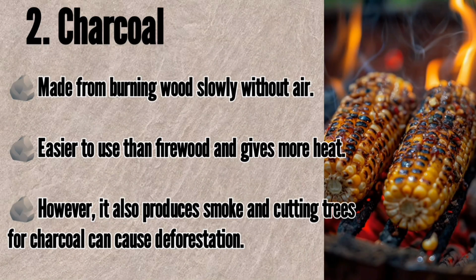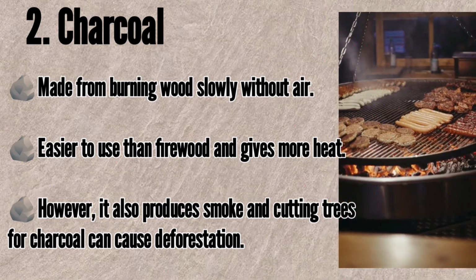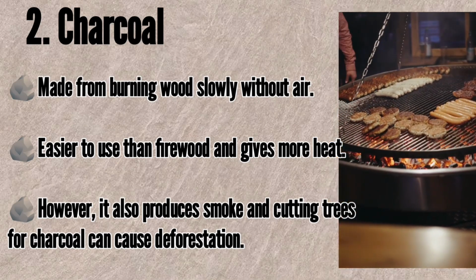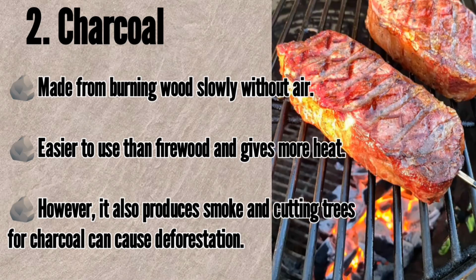The second one is charcoal. Charcoal is made from burning wood slowly without air. It's easier to use than firewood and gives more heat. However, it also produces smoke and cutting trees for charcoal can cause deforestation.